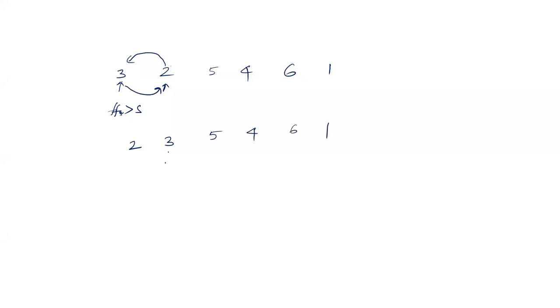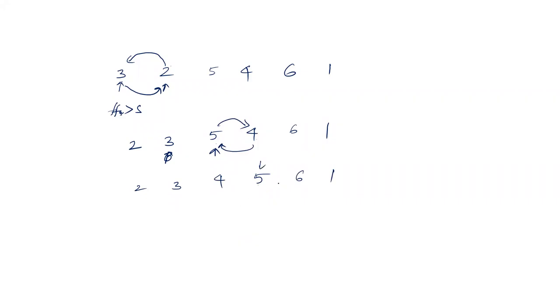In the next step, I compare this element with the next one. Is this greater than the next? No, it is not, so I'll increment my loop. Then, is this element greater than the next? Yes, 5 is greater than 4, therefore I'm going to swap. The array becomes 2, 3, 4, 5, 6, 1, and I stop here.